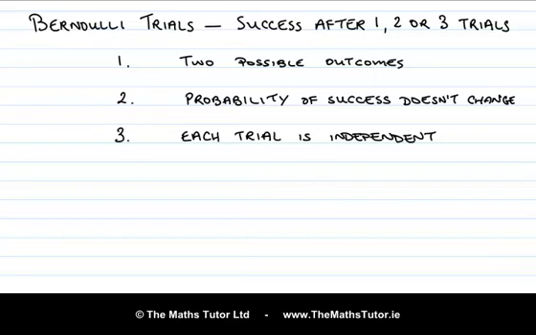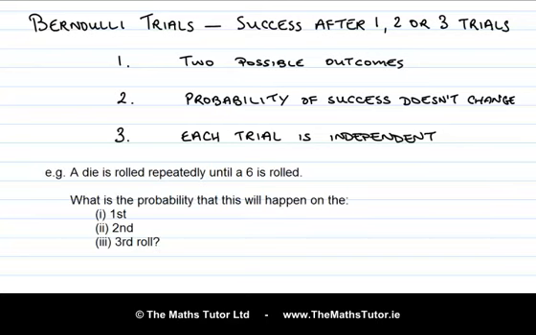Let's look at an example of a Bernoulli trial. A die is rolled repeatedly until a 6 is rolled. What is the probability that this will happen on the first, second or third roll? Well, this is a Bernoulli trial because there are 2 possible outcomes for each trial. You could have success or failure. So you either get a 6 or you don't get a 6. That's all you care about.